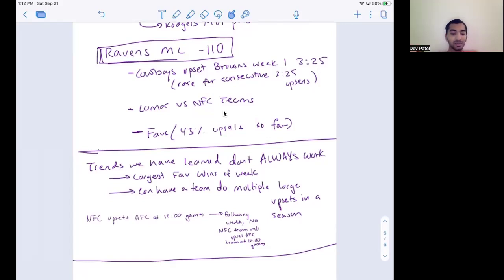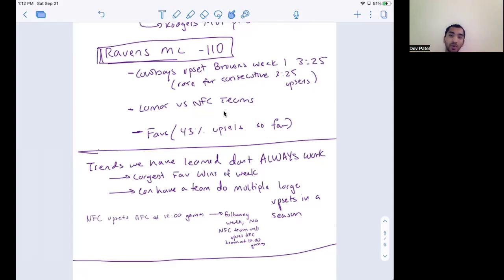And a team can also do multiple, even double-digit upsets in a given season. So we saw last year the Cardinals beat the Cowboys. I think they were like 12-point favorites. And then later in the season, Cardinals beat, I think it was the Eagles, right? I think they were 13-point favorites. So a team is able to do multiple, even double-digit upsets in a single season.